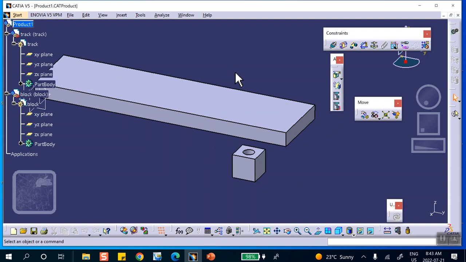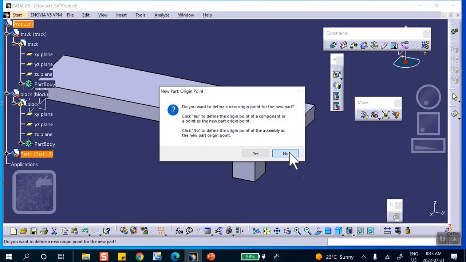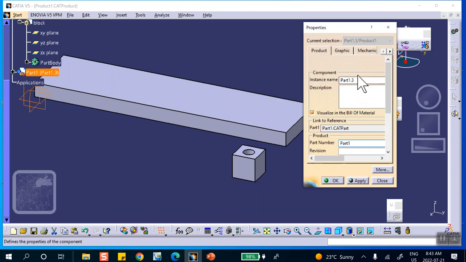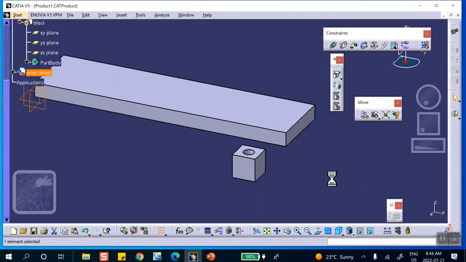There's nothing in it. Okay, so insert a new part in there. And I'm going to call it prop. Right-click, properties, prop, and prop. Okay, let's make it.